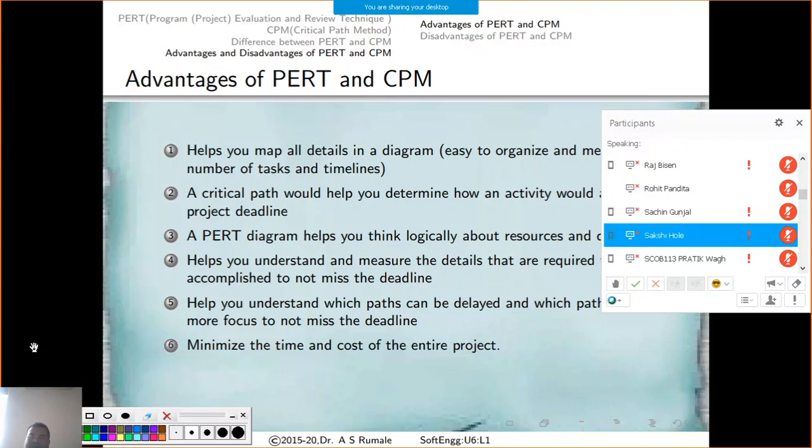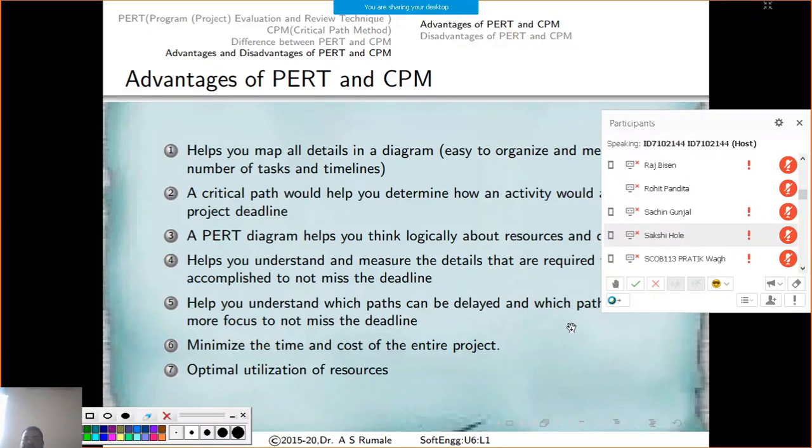Six is to minimize the time and cost of the entire project. If you have proper PERT and CPM, even for your study and everything, if you consider that as a project, and create the time chart or network chart, you can do this within time, you can do this like that. You can minimize the time and cost required to complete that particular project or task in your hand, and it will help you. And the seventh advantage of PERT and CPM is the optimal utilization of resources.